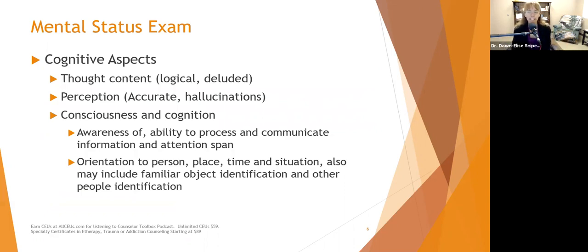What is their orientation to person? Do they know who they are? Do they know who you are? To place, do they know where they are and why they are there? And to time, did they arrive on time? Do they have a concept of time, or does time seem to go really slowly for them?